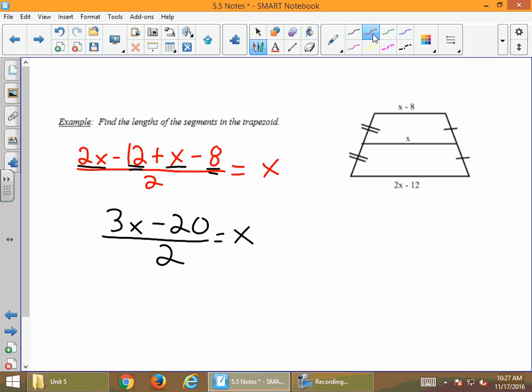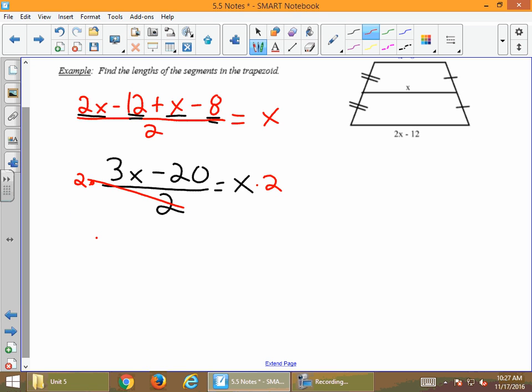How do I undo something that's dividing? Multiply. So multiply both sides. He gone. So now I'm left with 3x minus 20 equals, what's 2 times x? 2x. Don't say x squared, because it's not x times x, it's 2 times x. It's 2x. And now we have a better problem.